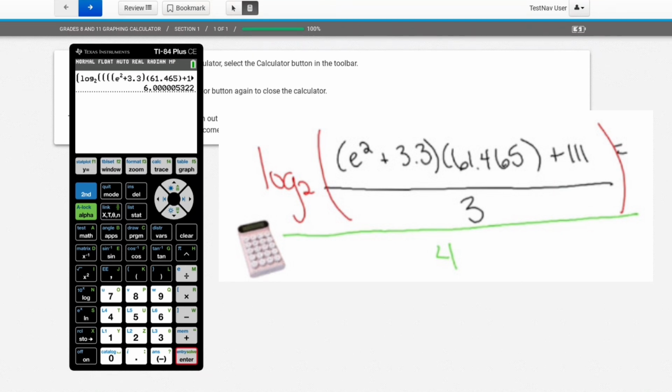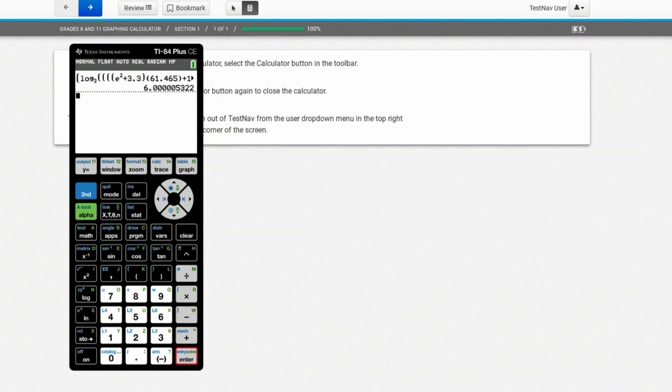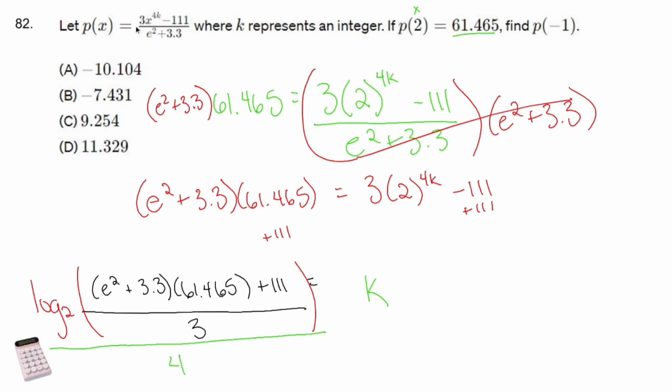Let's go back and use it. Now, remember, this gives us k. So k is 6. So let's go back and deal with that. Well, who'd have thunk it? After all of that, k is 6. So this is what I need to do. I need to do this again and replace k with 6, now that I know that k is 6, and then plug in -1 for x.